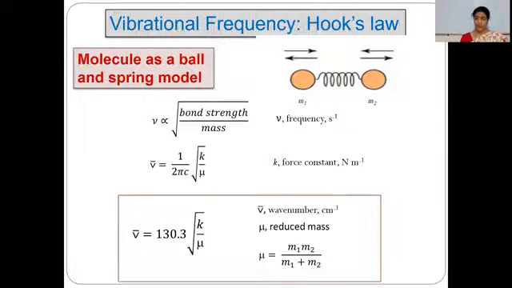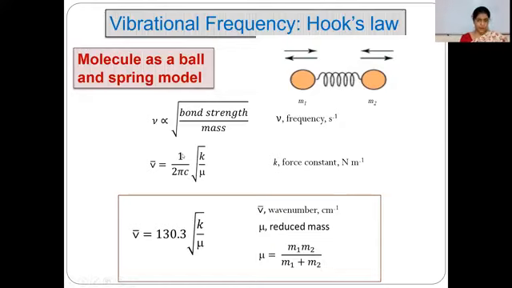This is Hooke's equation. Wave number is equal to 1 upon 2 pi c under root k upon mu, where k is the force constant. The unit of force constant is Newton per meter or dyne per second. And mu is the reduced mass, which is related with the masses of two atoms. Mu is equal to M1 M2 divided by M1 plus M2.